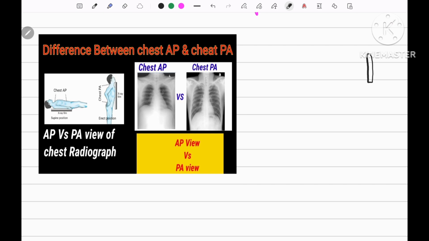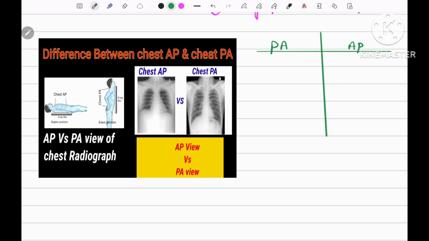Now I will write the difference between the chest X-ray PA and AP view. The first point is the scapula. In the PA view, the scapulas are seen in the periphery, but in the AP view, the scapulas are seen over the lung fields.